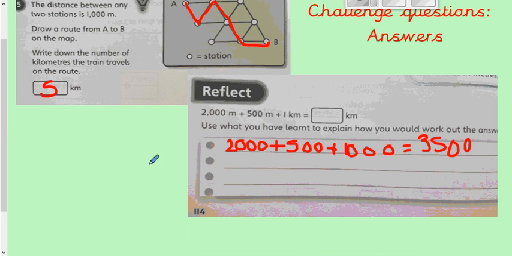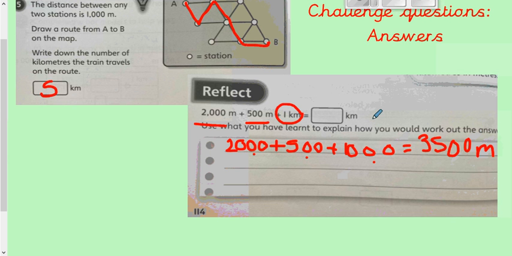And then the last one, we have 2,000 meters plus 500 meters plus 1 kilometer equals something. Use what you have learnt to explain how you would work out this answer. So what I did is I saw that 2 of these numbers out of 3 were in meters, so it made sense to me to change this to meters as well. So we've got 2,000 meters, 500 meters, and then we know that 1 kilometer is 1,000 meters. So I converted it to meters so that they were all the same, so it's easier to work out. And then you add those together and it would be 3,500 meters.